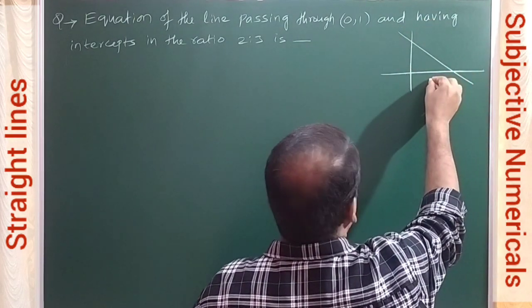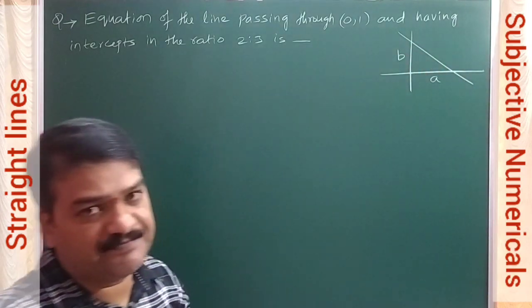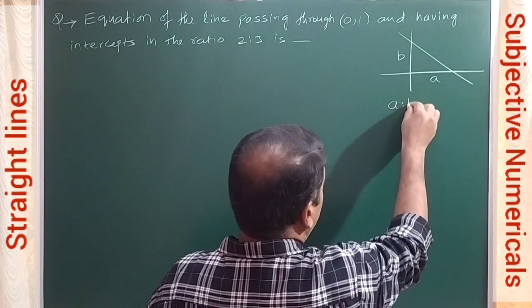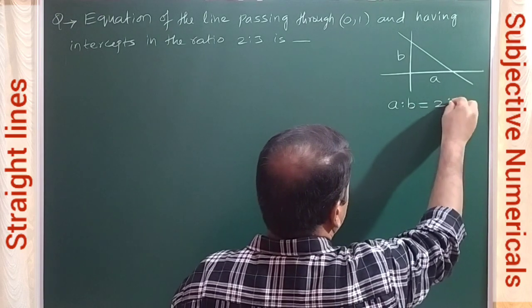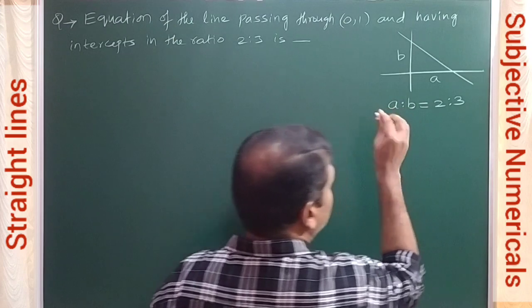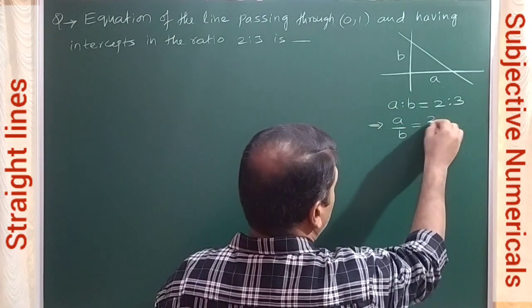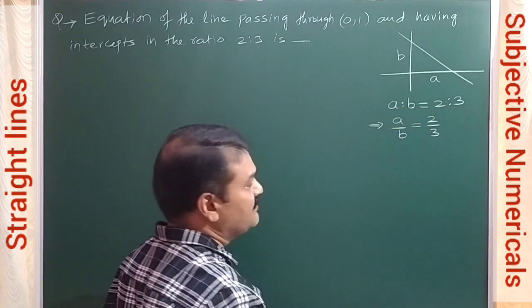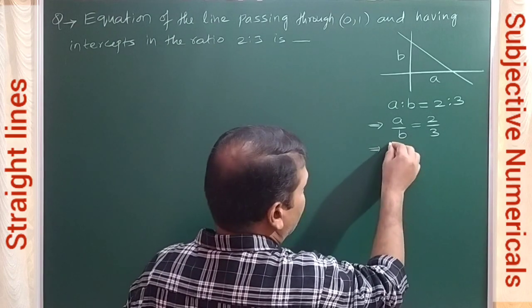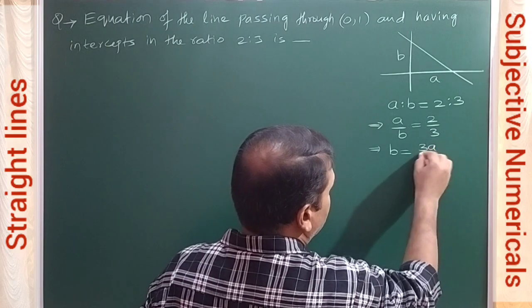x-intercept of the line as A and y-intercept of the line as B. So what they have given is the ratio of intercepts as 2:3. X-intercept, y-intercept ratio. So we can write this as A by B is equal to 2 by 3. We can write like this. So this is the relation actually. So from this we can write that B is equal to 3A by 2.